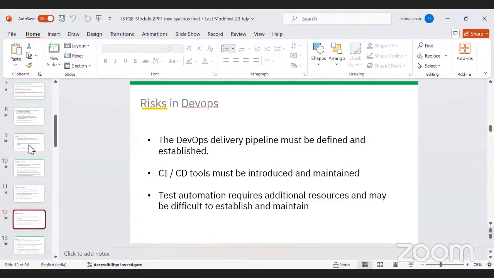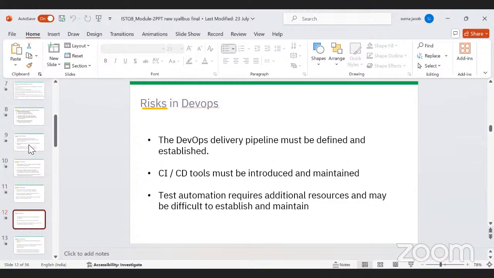Next is risk in DevOps. It is not just benefits; there are risks also. The first one is that the DevOps delivery pipeline must be defined and established. There should be a resource well versed in the DevOps process who can define a proper delivery pipeline so that it can be established. If your organization does not have such a resource or facilities, it will be very difficult, and trying to implement DevOps could be a risk.